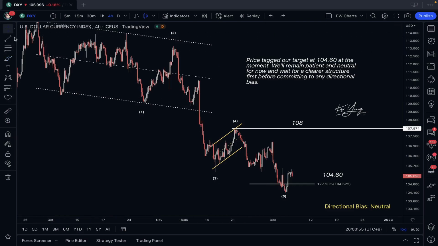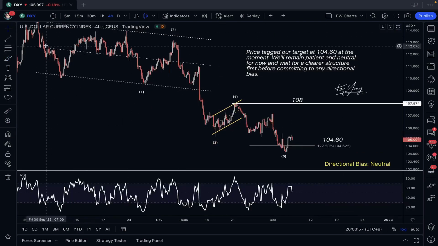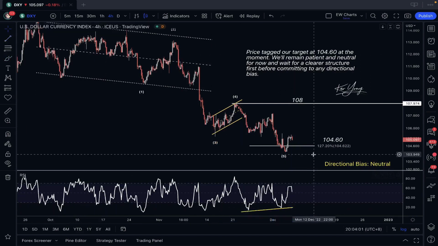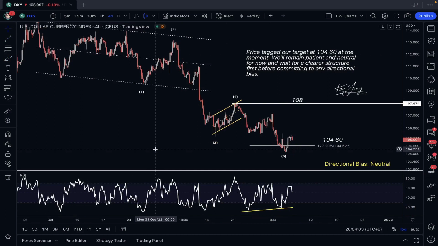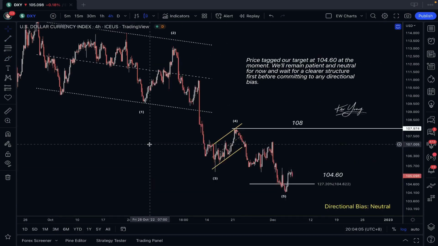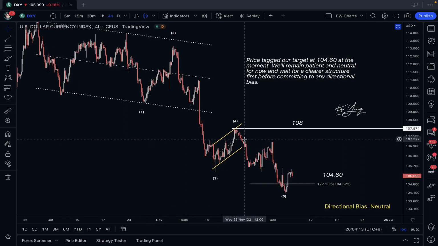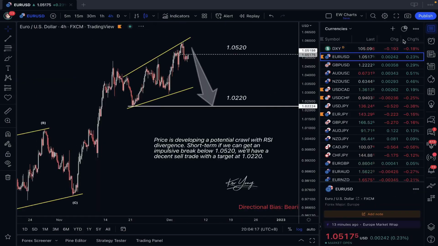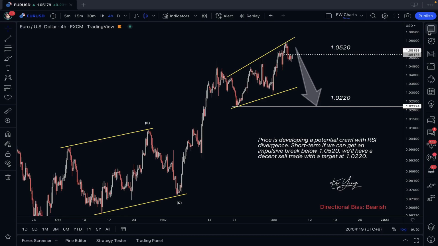Okay, so be patient on the overall dollar. We do have a little bit of a divergence over here from RSI as well. So all this suggests that we might get a deeper retracement. Okay, so if the dollar is overall neutral, most of the major pairs may not have a very clear sign of direction. But having said that, I think one that you want to pay attention to is the euro.